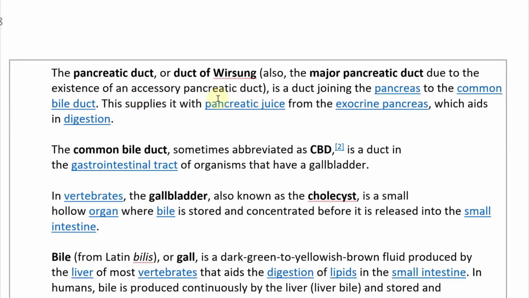The pancreatic duct, or duct of Wirsung, yes, interestingly named after him. The duct of Wirsung, also the major pancreatic duct due to the existence of an accessory pancreatic duct, is a duct joining the pancreas to the common bile duct. This supplies it with pancreatic juice from the exocrine pancreas, which aids in digestion.